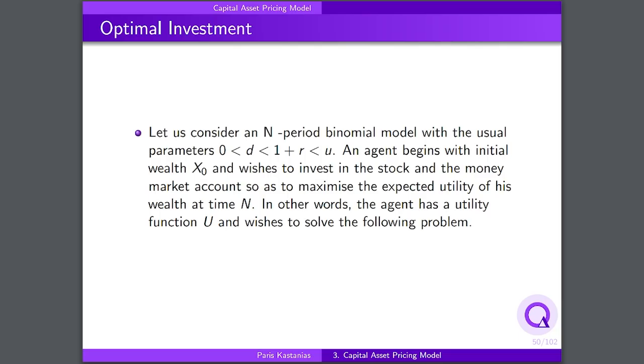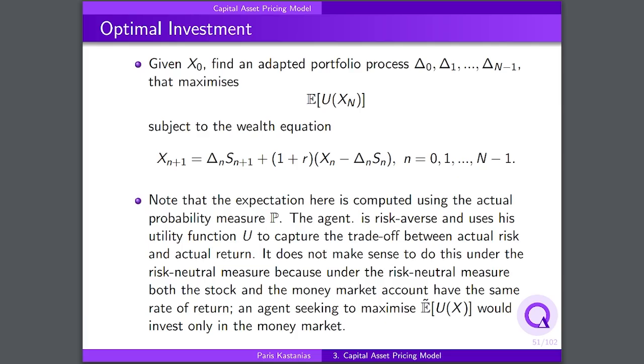Let us consider an n-period binomial model with the usual parameters: 0 is less than d is less than 1 plus r is less than u. An agent begins with an initial wealth x0 and wishes to invest in the stock and money market account so as to maximize the expected utility of his wealth at time n. In other words, the agent has a utility function u and wishes to solve the following problem. Given x0, find an adapted portfolio process delta 0, delta 1, and so on, up until delta n minus 1, subject to the wealth equation x n plus 1 equals delta n multiplied by s n plus 1 plus 1 plus r multiplied by (x n minus delta n s n).